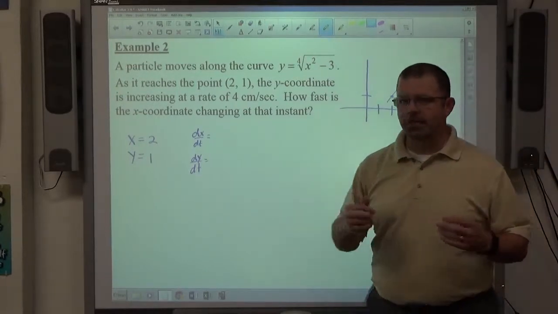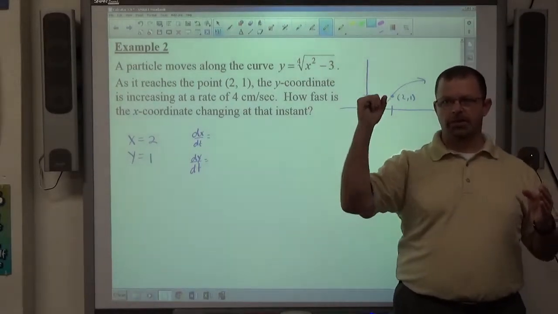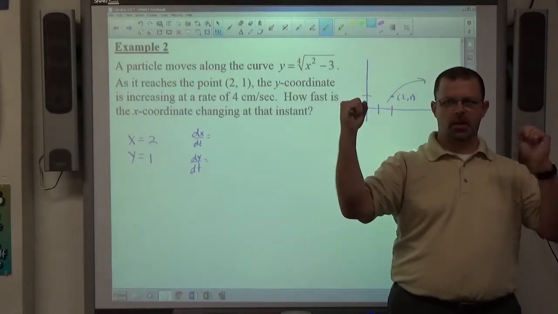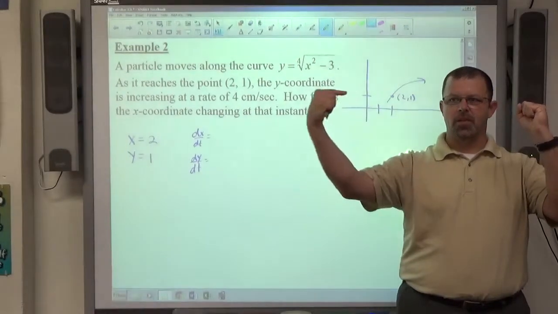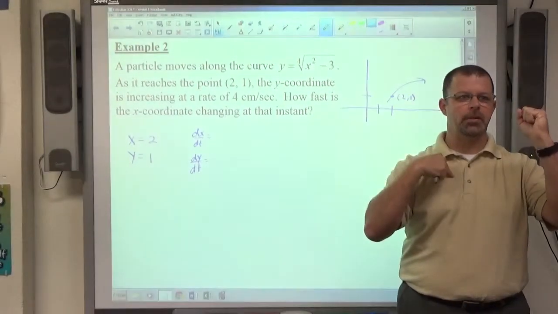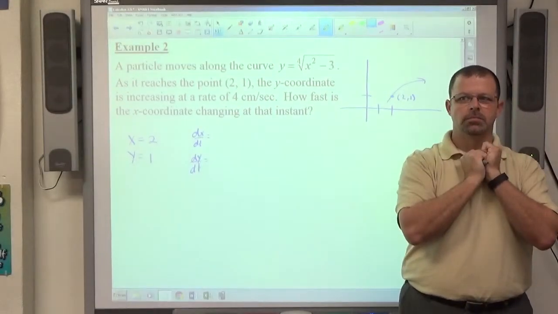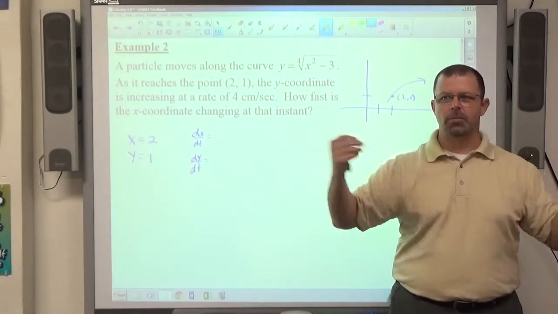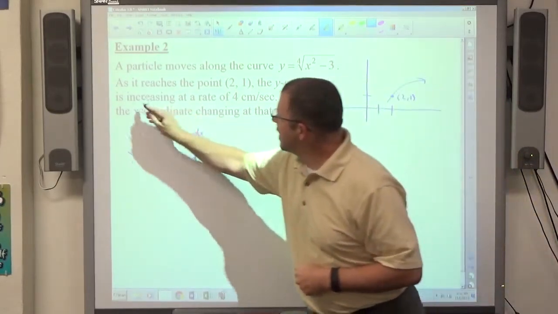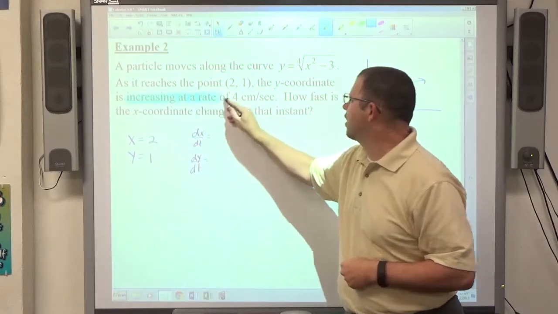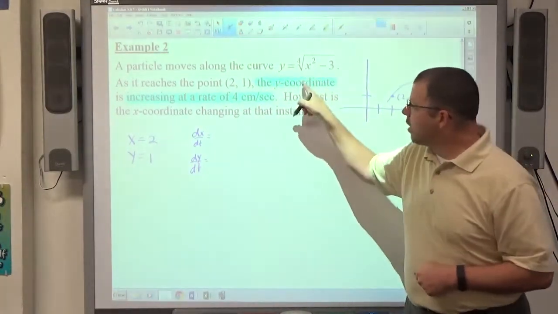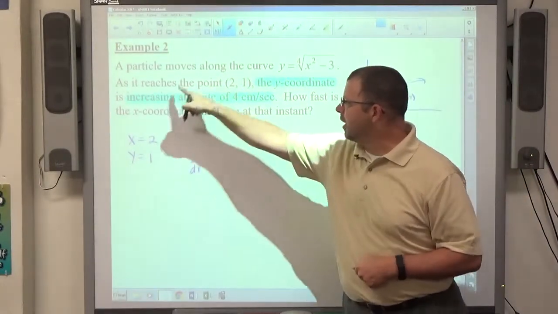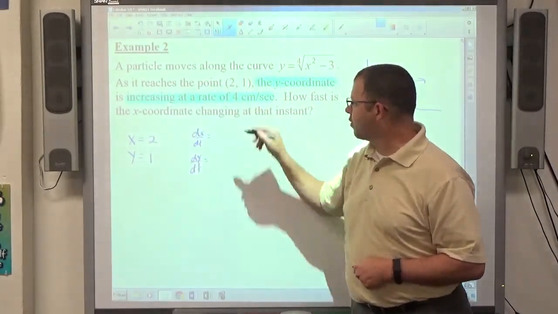Here's what a negative speed would be. If a car is here, and this represents the distance the car is from you, and the car is going that way, that's a negative speed, because the distance is getting shorter. Is the distance getting bigger or shorter based on their speed? In this case, it says the y-coordinate is increasing at a rate of 4 centimeters per second. So the speed of the y-coordinate is a positive 4 centimeters per second.